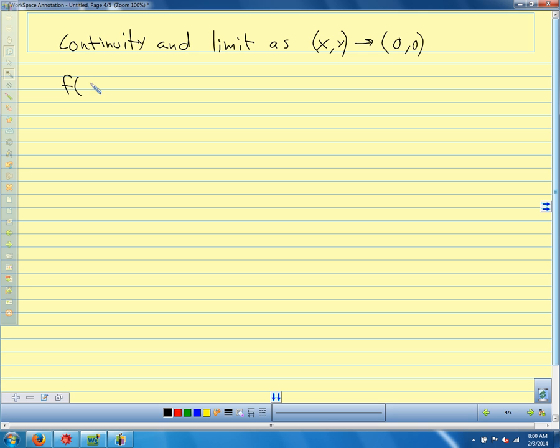So here's our first one, f of x, y equals e to the xy. So we want to talk about the continuity, and we want the limit as x, y approaches 0, 0. Is there anything that's going to make this function discontinuous? This is a composite function. So we're composing the function f of x, y equals xy, and e to the x. This is a composite function. Composite functions are continuous.